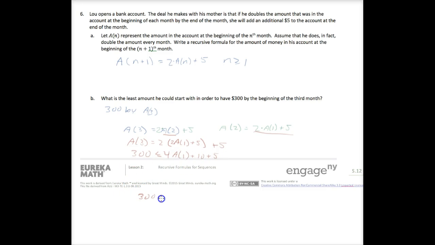300 is going to be less than or equal to 4 times A1, the original amount, in parentheses, plus 15. I can subtract 15. 285 is going to be less than or equal to 4A1. Divide by 4. And we find out that he had to have had a minimum of $71.25 in the account in order to reach his goal of 300.